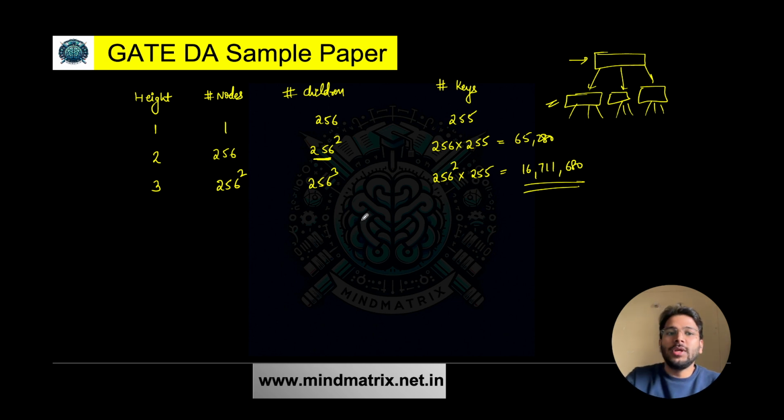So that means we need a height of 3 for this B plus tree, so that we can store this 1 lakh records. So minimum height required is 3 here. So 3 is the correct answer for this question. Clear?